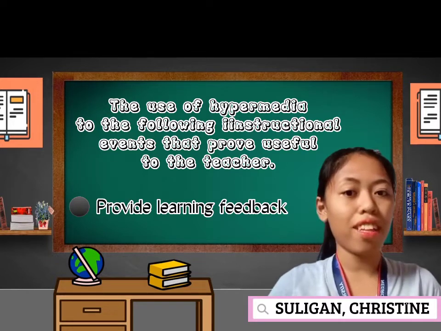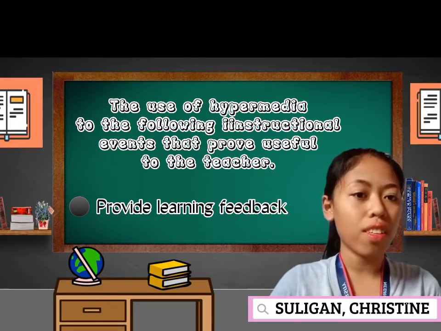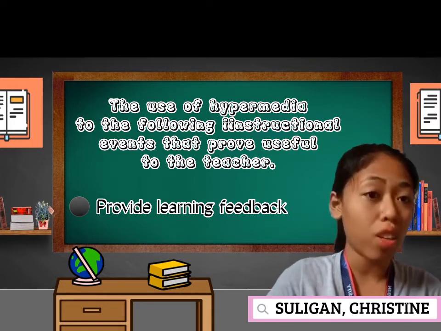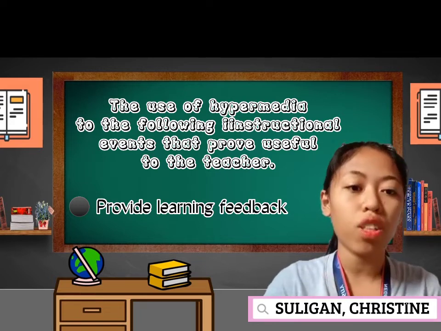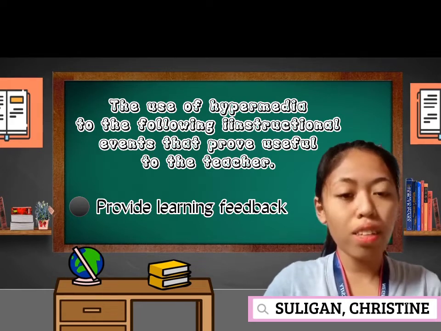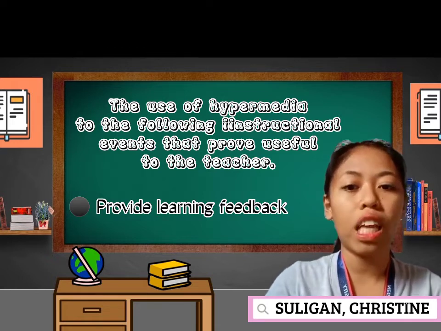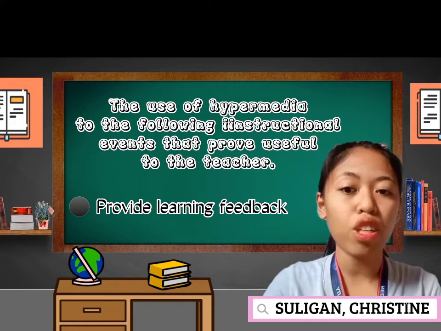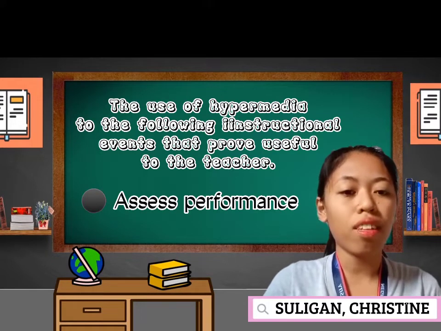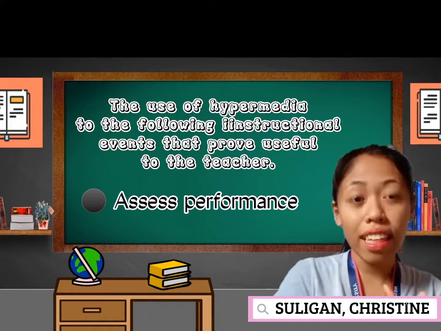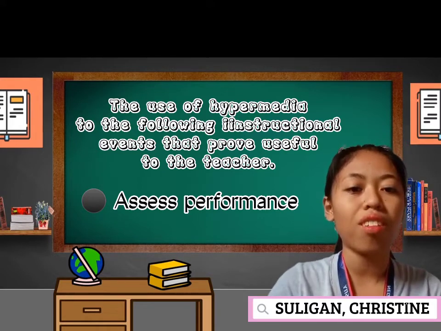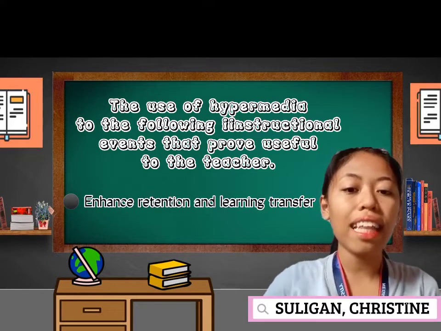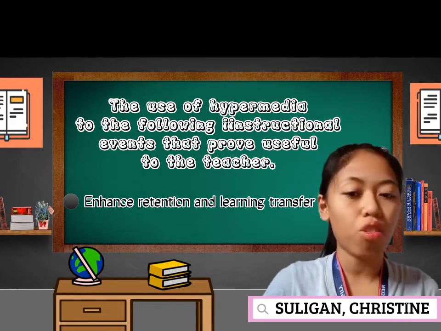Next is providing learning feedback. Giving students feedback entails explaining what they're doing correctly or incorrectly, with the emphasis on what your students are doing correctly. When students are given an explanation of what is correct and incorrect about their work, it is most beneficial, especially to their learning. Next is to assess your students. This can also be done by giving them quizzes in order to know again if they learned something. And lastly, to enhance their retention and to transfer their learning.